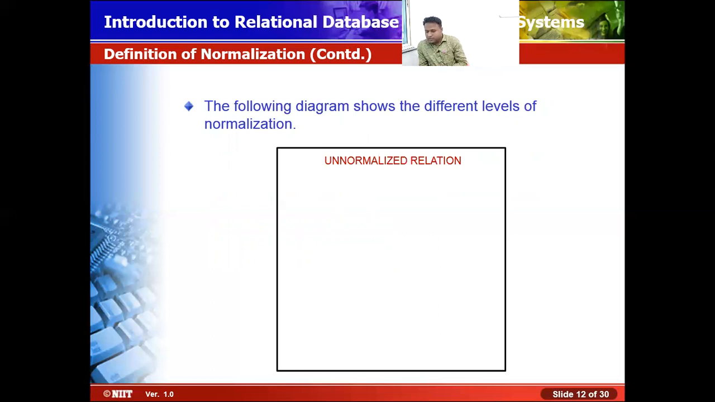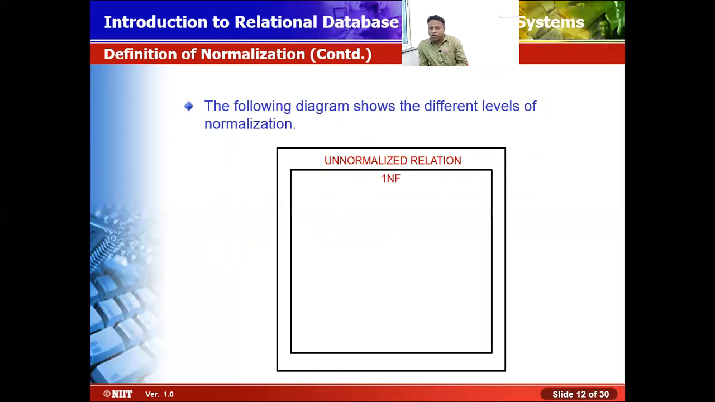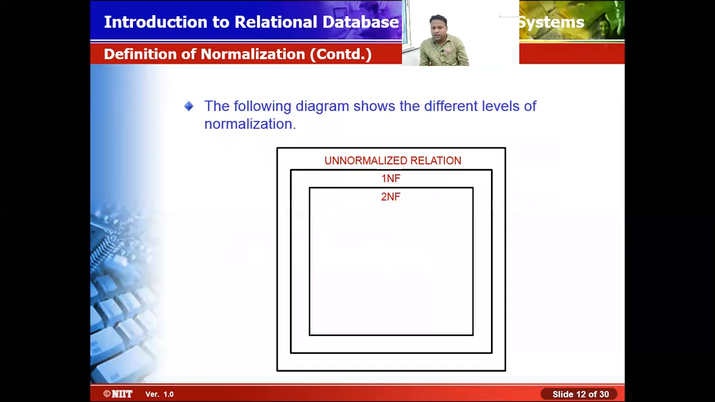So first, a table is present in an unnormalized relation. By applying some rule, it is converted to the first NF. Then a table is called second NF when the table is in the first NF, then second NF.